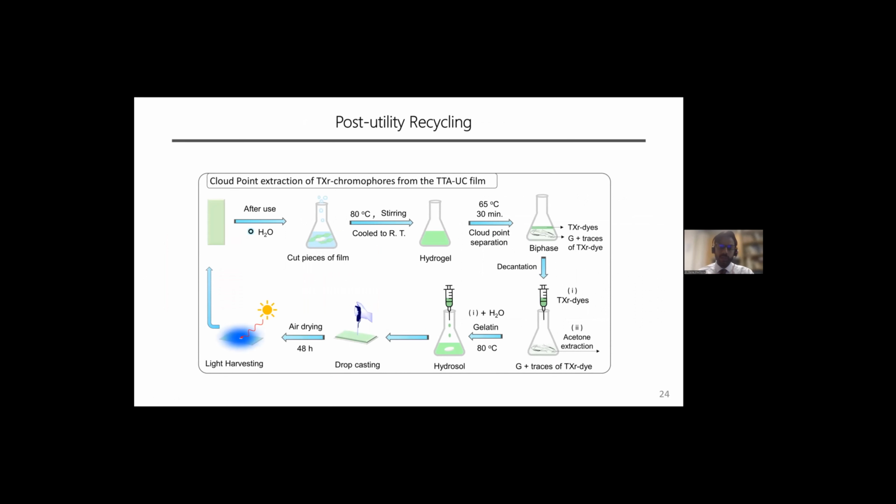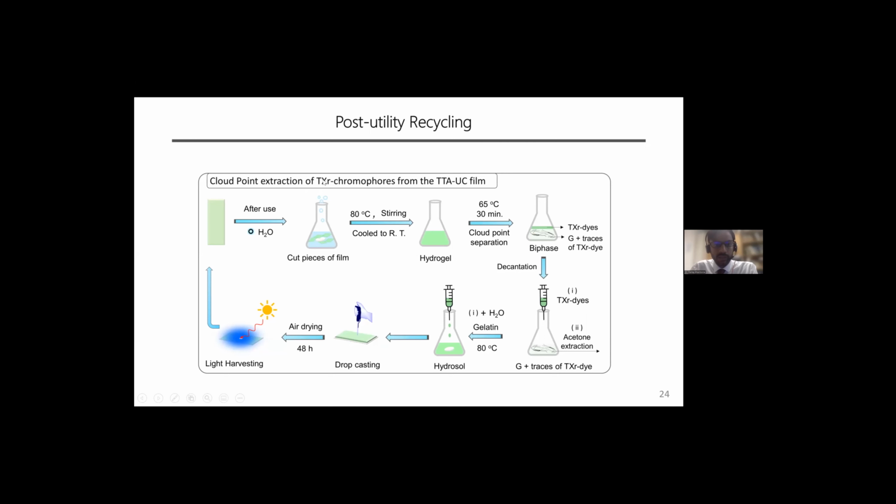Nowadays, one of the key problems for technological development is what will happen to the material that we are preparing now, whether they are recyclable or not, actually. So considering these things in mind, we developed a post-utility recycling process for the film as well. For that, what we did is we used the used film, cut it into pieces and dissolved it in water. It formed a hydrogel, and we developed a cloud point extraction process, actually.